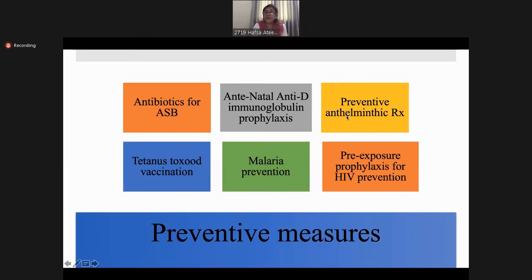Next, preventive anti-helminthic treatment, because hookworm infestation and pinworm infestation is common in pregnancy, and this may lead to iron deficiency if this helminthic infection or this protozoal infection is not treated properly. A tetanus toxoid vaccination is required at the 7th month and 8th month, or it may be given as early as after the first trimester in order to prevent neonatal tetanus.